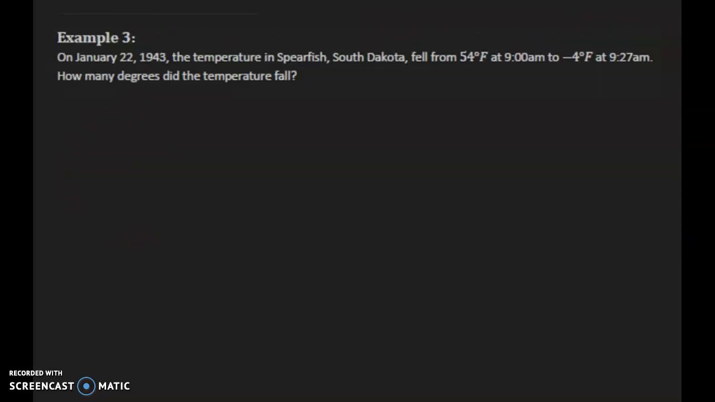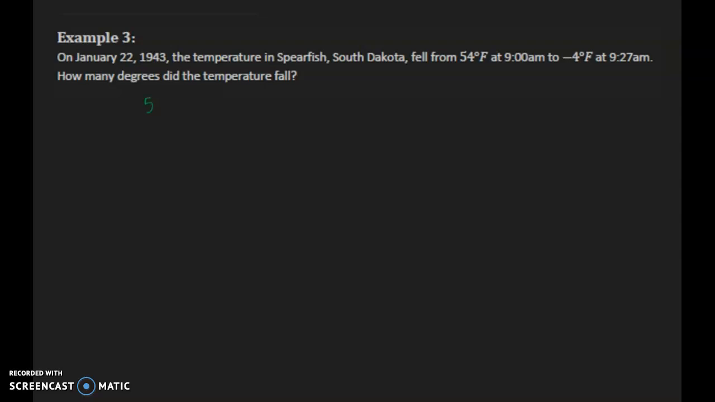Now let's look at example 3. It says on January 22nd, 1943, the temperature in Spearfish, South Dakota fell from 54 degrees Fahrenheit at 9 a.m. to negative 4 degrees Fahrenheit at 9:27 a.m. How many degrees did the temperature fall? So if the temperature is falling, does that indicate we are adding, subtracting, multiplying, or dividing? Okay, so falling would indicate we are subtracting.